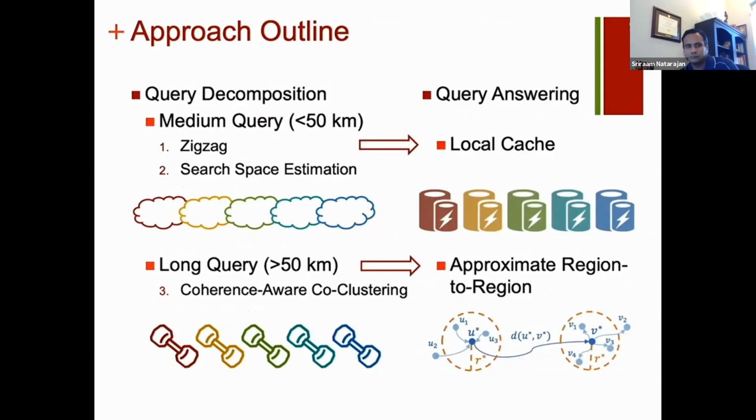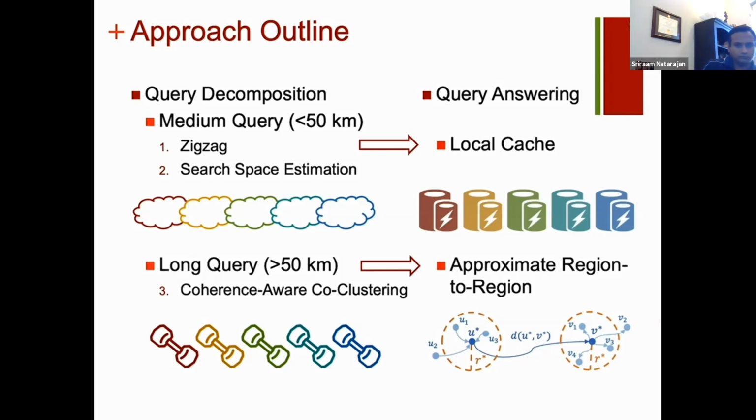Here is an outline of our approach. On the left-hand side are the query decomposition methods, and on the right-hand side are the query answering algorithms. We categorize the queries depending on their length. For the medium-length queries, we propose two methods, Zigzag and search space estimation. These two methods just cluster the queries into different clusters in the shape of clouds. And for each of these clouds, we build a local cache to answer them in batch.